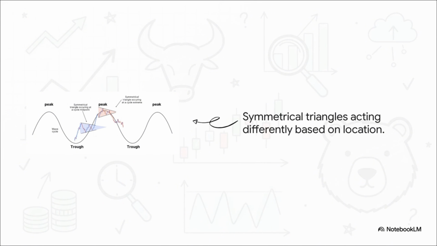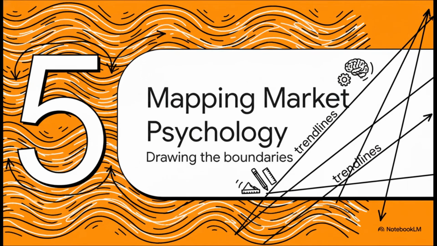Look at this. We have the exact same symmetrical triangle pattern sitting in two totally different spots. In the middle of the cycle, it acts as a bullish continuation, a green light. Yet, when that exact same shape forms at the peak, it becomes a bearish reversal. The pattern's name didn't change at all, but its location completely flipped its meaning. Location is truly everything. Card 5.